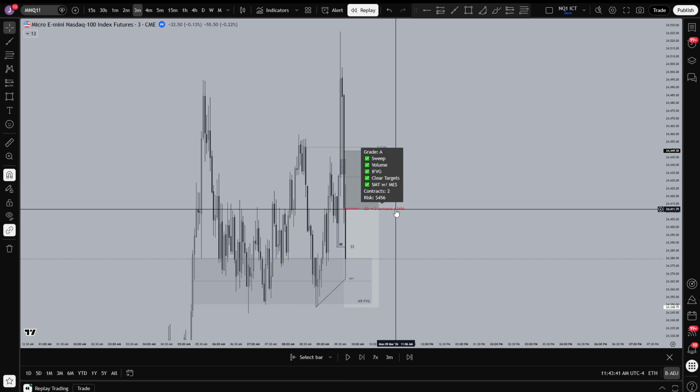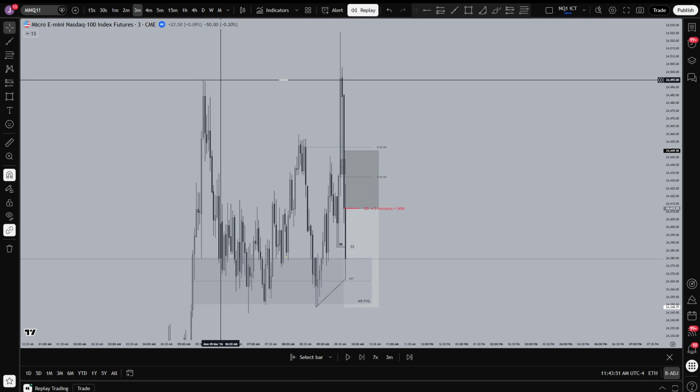Now if you hover your mouse over the indicator, I'm sure that you guys have seen this on the social medias, every single setup is given its own unique grade. So this setup was rated a grade A. We had a sweep of internal range, so we swept this internal range.